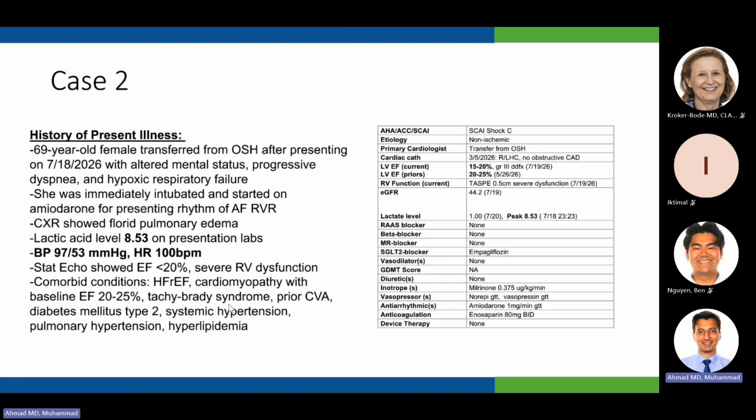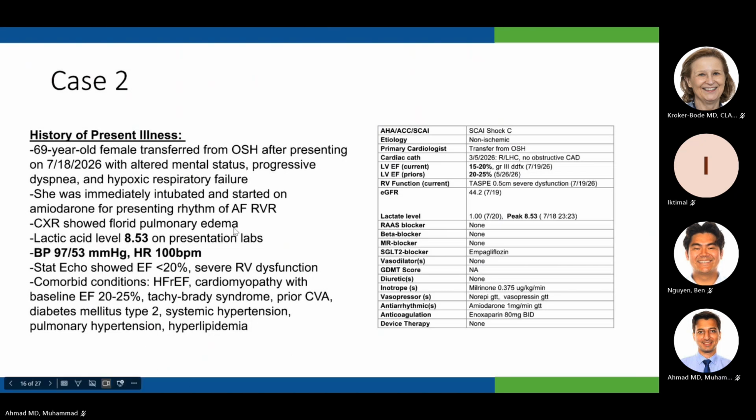And her comorbid conditions, what we found out, she already was known to have cardiomyopathy with an ejection fraction of about 20 to 25%. She had known AFib and the tachybrady syndrome, and she's already had prior CVAs, diabetes, known systemic hypertension, and pulmonary hypertension as well.